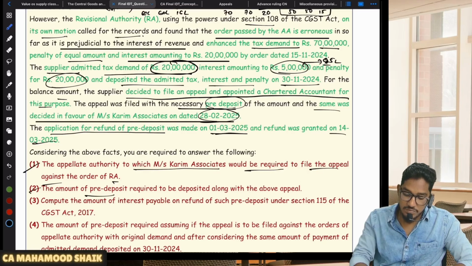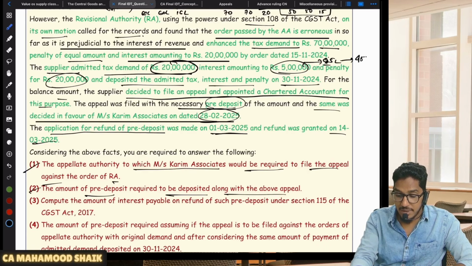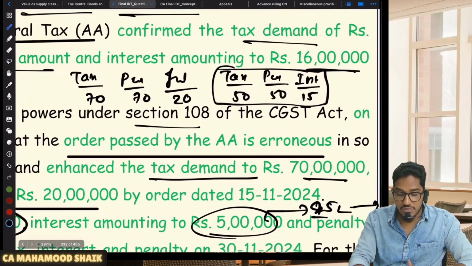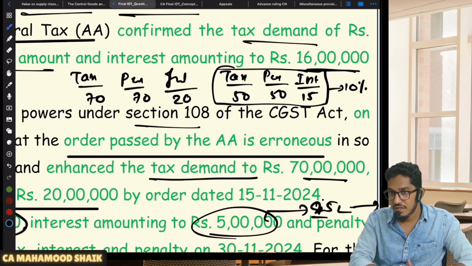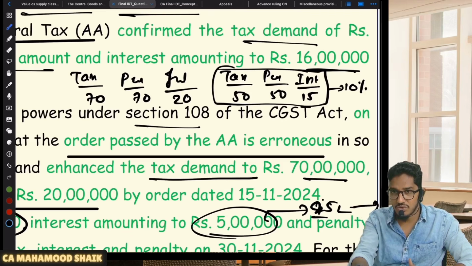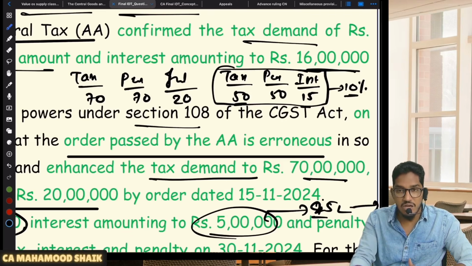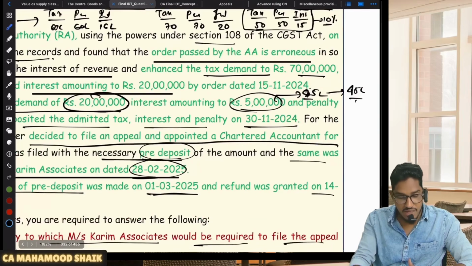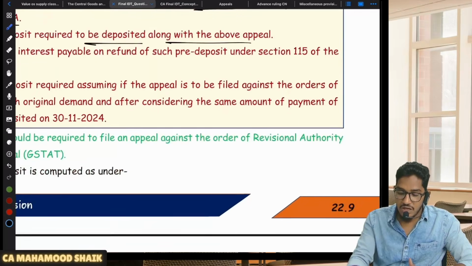Good. The amount of pre-deposit required to be deposited along with the above appeal. The admitted tax liability, penalty, interest of 45 he will pay. He is also required to deposit 10% of the disputed tax amount only. So he has a disputed amount of tax 50, penalty 50, interest 15. On what will he pay the 10%? On the total disputed amount or the disputed tax? Only on the tax amount he is required to calculate. I told you, 10% of the disputed tax only. So 50 lakh rupees at 10%, how much? 5 lakhs. So 45 admitted liability plus 5 lakhs in the nature of pre-deposit. So total how much will he pay?